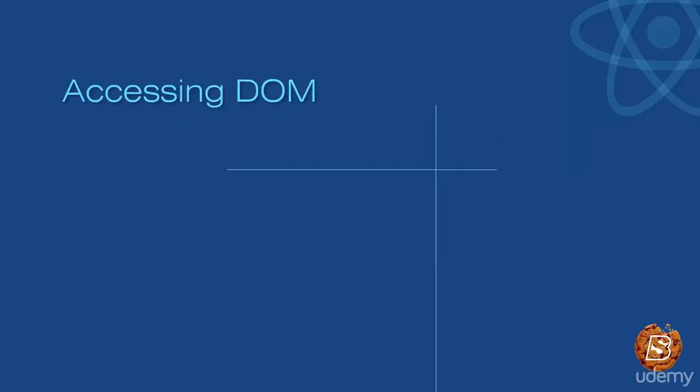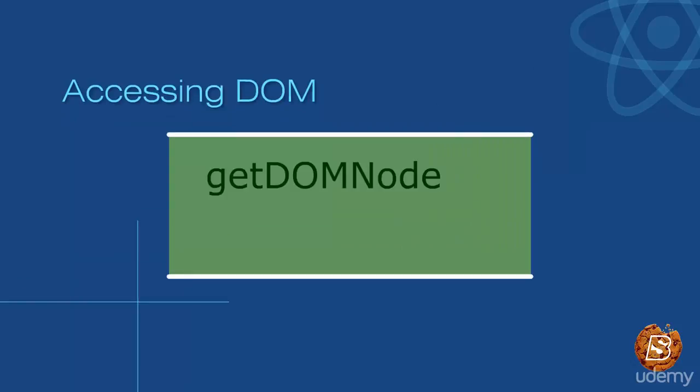To interact with the browser, we'll need a reference to a DOM node. Now React has a getDOMNode function which we can call to get a reference to the component's DOM node. Please note that this only works on mounted components, that is, components that have been placed in the DOM.